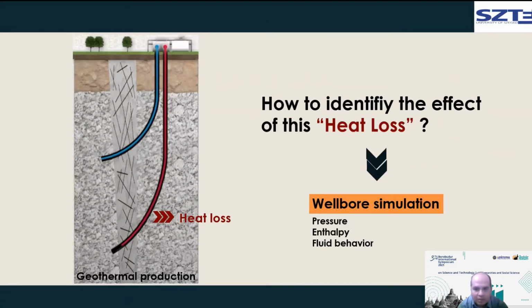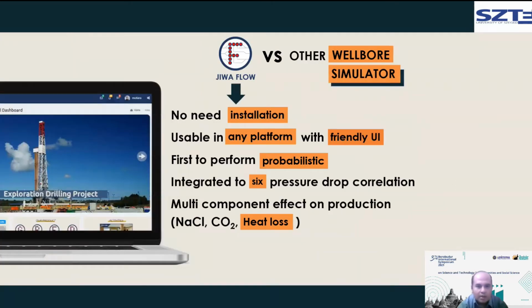This research method is by modeling the heat loss effect through numerical simulations with a wellbore simulator to simulate the pressure, enthalpy, and fluid behavior in the geothermal wellbore. In this research, I use a new simulator developed by PT I5, namely JIWAFlow.